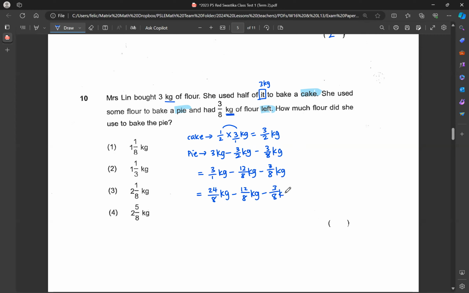Okay, so proceed to do your subtraction. 24 minus 12 minus 3. That should give us a 9 over 8 kg. And just change to a mixed number and you get this. And just nice, it's the simplest form. So number 1.